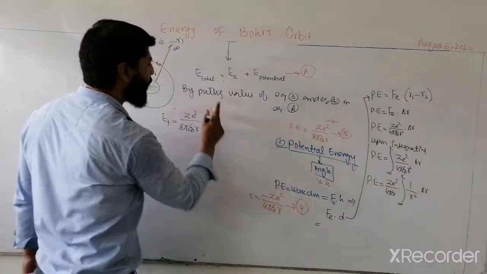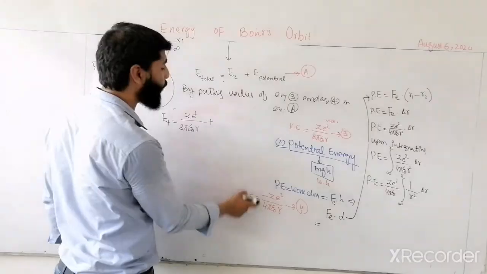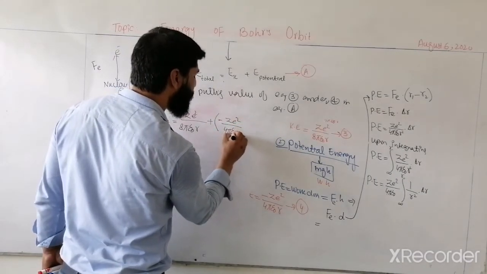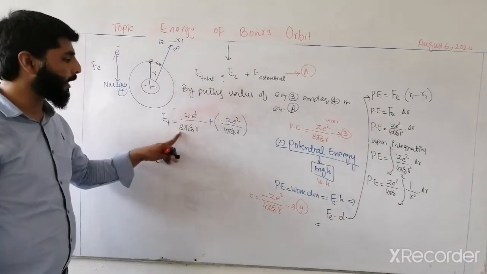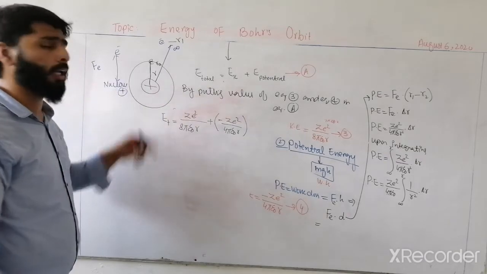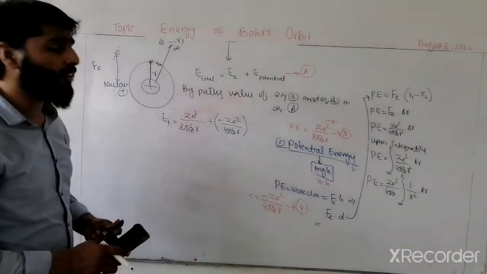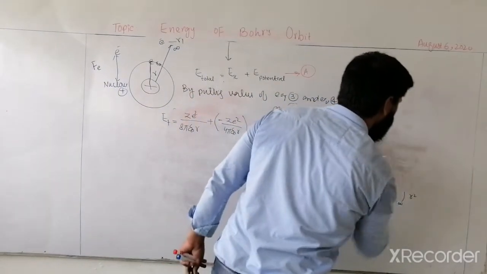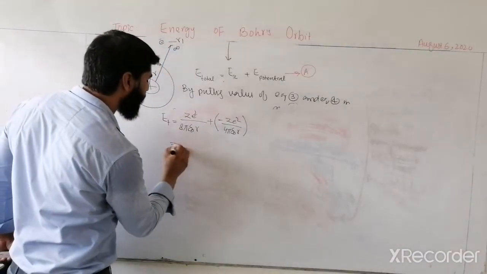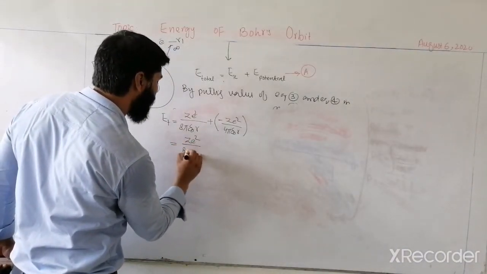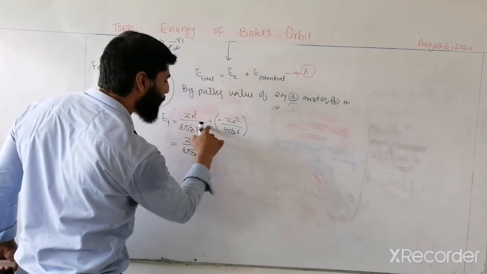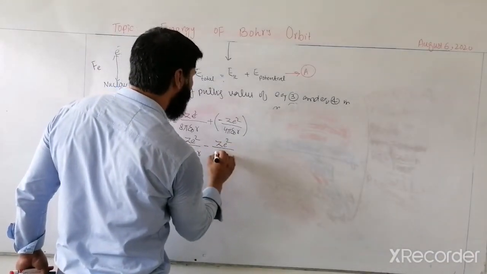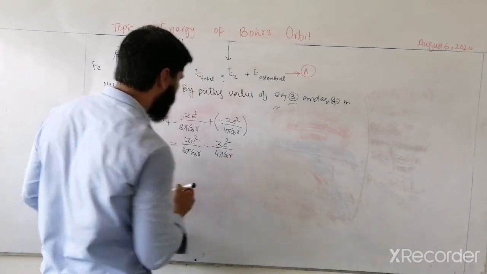This is kinetic energy, plus potential energy. What is the potential energy? Minus Z E square divided by 4 pi epsilon naught R. This is kinetic energy, and this is the potential energy of the revolving electron around the nucleus. Now by simplifying it, the kinetic energy will become Z E square divided by 8 pi epsilon naught R, and the potential energy, upon simplifying, is minus Z E square divided by 4 pi epsilon naught R.